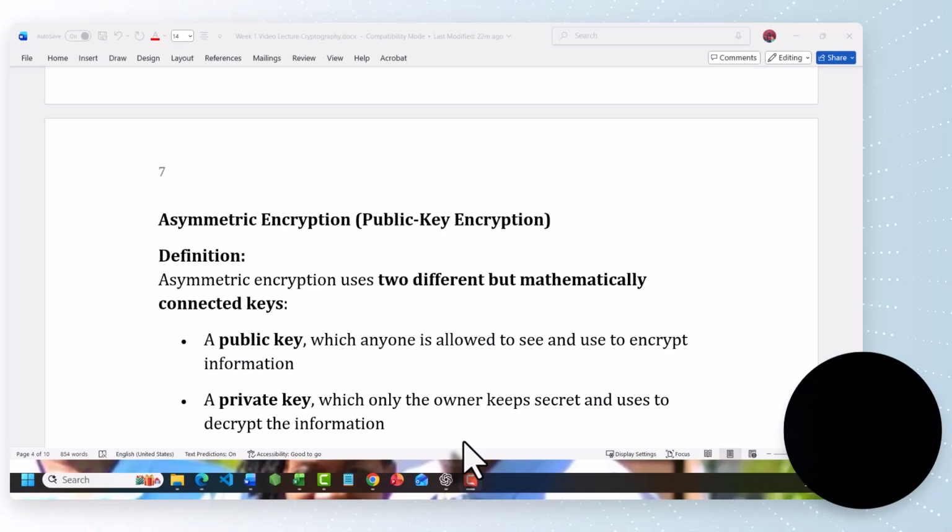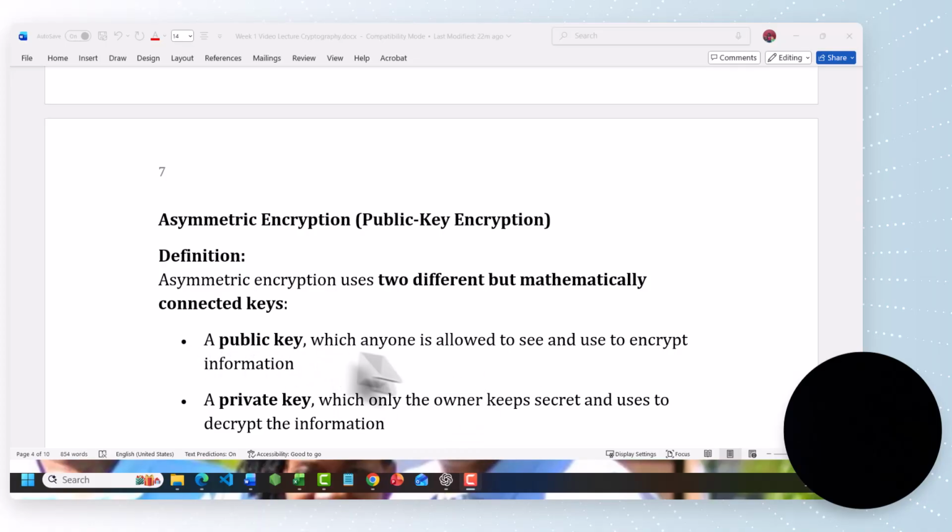One is a public key, which is used for being able to send data. So somebody might have the public key in order to be able to send data to me. But I have the private key, and that private key is the only way that information can get decrypted.